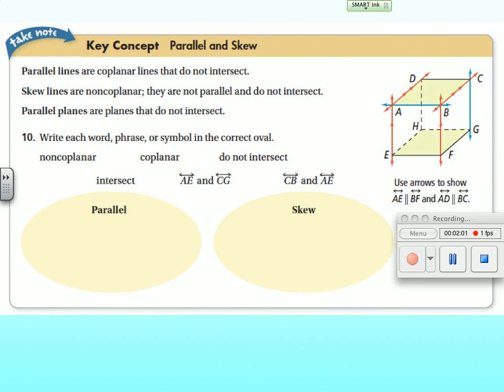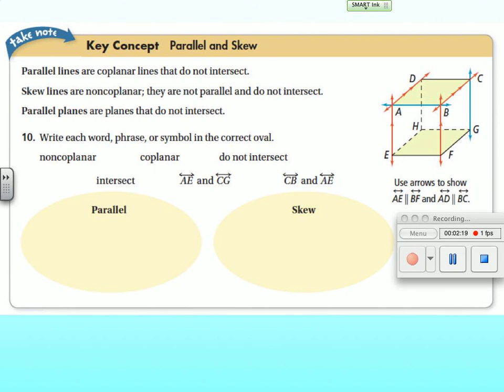So the next thing we're going to talk about are parallel planes. Just like parallel lines, parallel planes are planes that do not intersect. So in our drawing there, the two shaded planes, plane ABCD is parallel to plane EFGH.